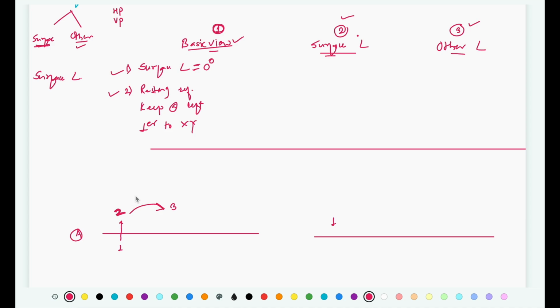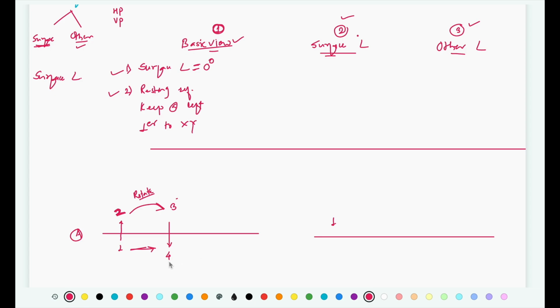So the view that you have obtained in step number 2, you are going to rotate to provide certain inclination with HP, and you will get view number 3. So dimensions of 2 and 3 are same, nomenclature of 2 and 3 same. Then you will project view 3. You will take projections from view 1, and you will draw view number 4 or step number 4.